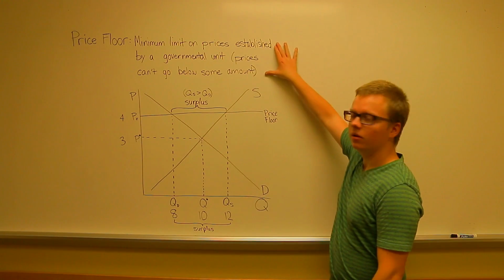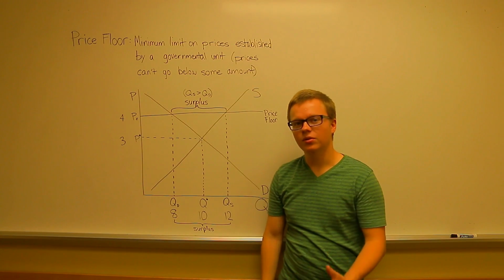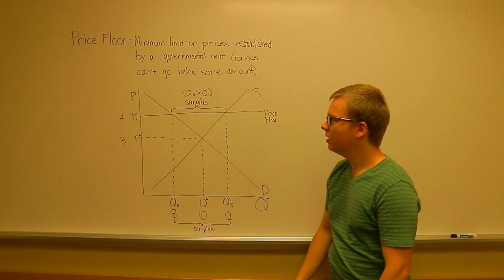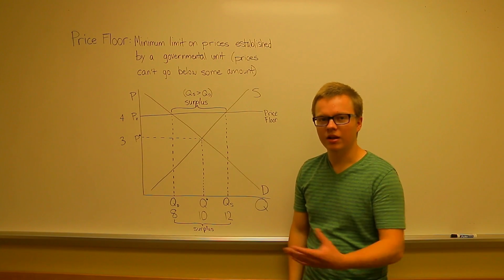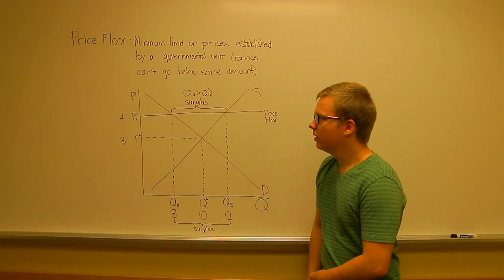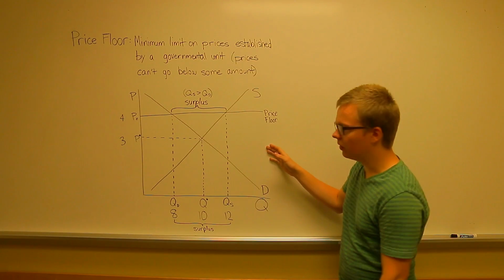A price floor is a minimum limit on prices established by a governmental unit, and what that means is that prices cannot go below this certain amount, and that amount is the price floor. So here's what a price floor looks like on a graph.